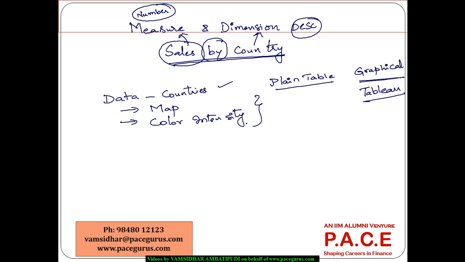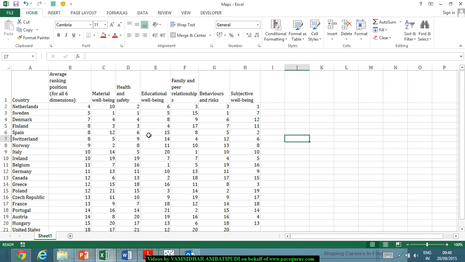Let's look at it. For that purpose, I'm using an Excel file. Let's say this is my data file, a straightforward data file. Countries are there, the rank, the average rank for different dimensions. The six dimensions being taken are material well-being, health and safety, education well-being, and so on. A ranking is done for all these six parameters, and an average rank has been taken and the averages compiled like this. So this is a simple data set.